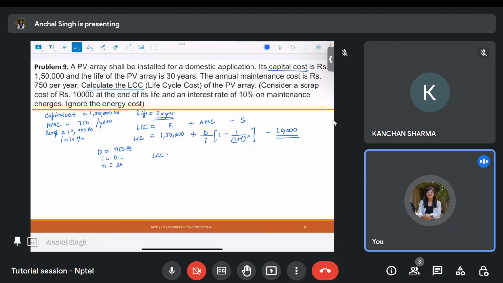So life cycle cost will come out to be, when we just put these values, 1,47,000. This is the life cycle cost.